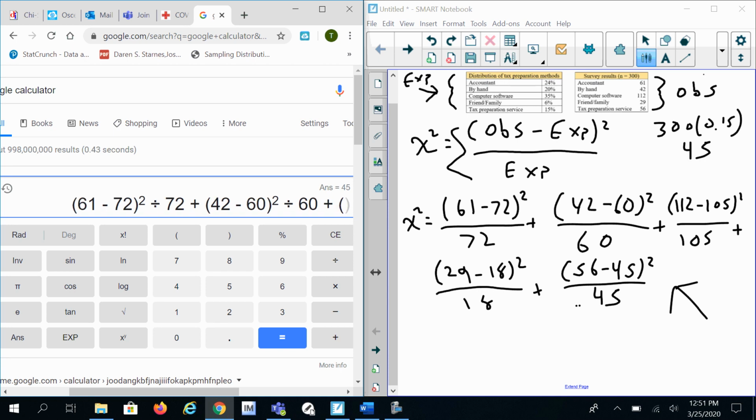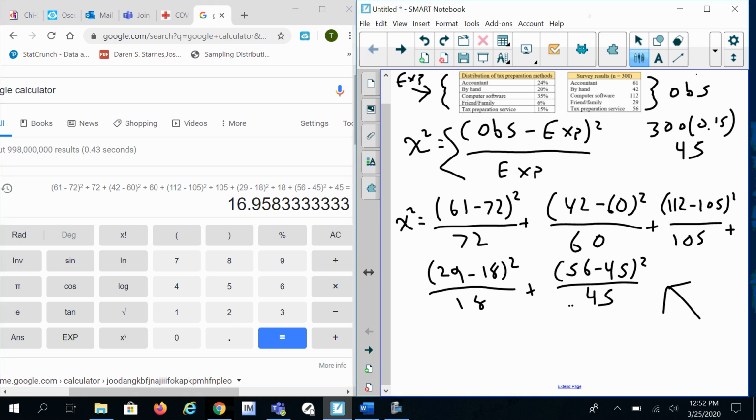Plus (112 minus 105) squared divided by 105 plus (29 minus 18) squared divided by 18 plus (56 minus 45) squared divided by 45. And that is our 5 fractions. So all I have to do now is hit equals. And our chi-squared is 16.958.